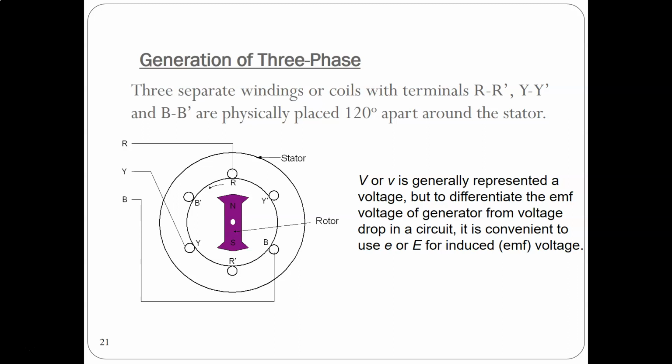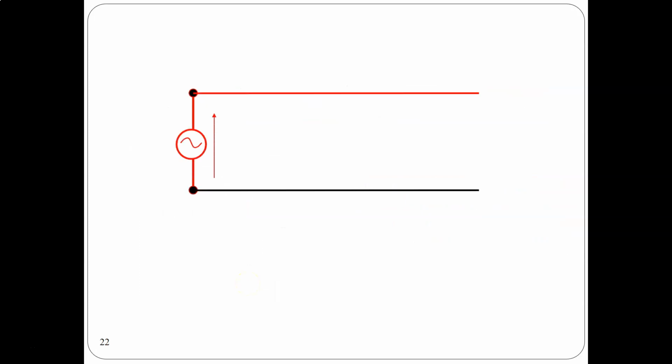One thing we can note is that voltage is generally represented as V, but for the EMF voltage generated, as opposed to the voltage drop in the circuit, it is convenient to use capital E for induced EMF voltage. A three-phase system we can start to build from a one-phase system. So we will also see that we can go back and work per phase.